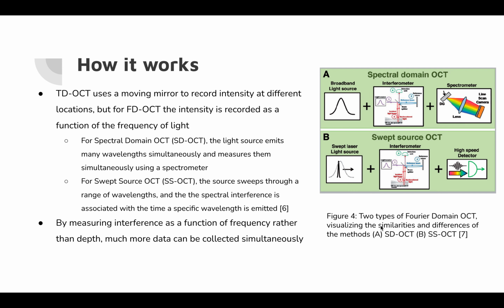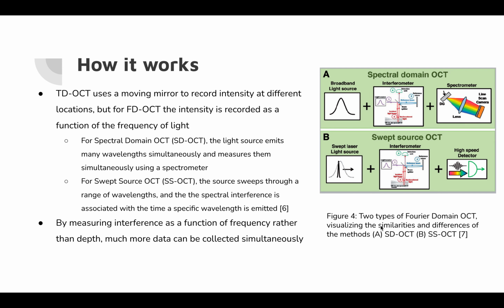For time-domain OCT, the depth data comes from a moving reference mirror to record intensity at different locations, but for Fourier domain OCT, the interference is recorded as a function of the frequency of light. The interference detected varies between wavelengths of light emitted by the light source, so knowing the wavelength of light emitted allows for simultaneous collection of data at all depths on the sample. As seen on the right, there are two ways to accomplish this.